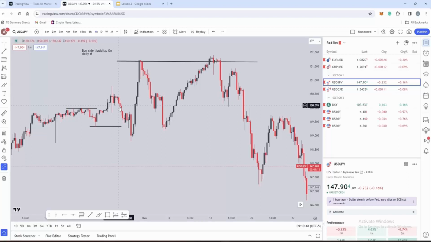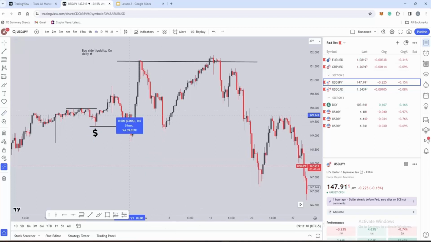So then price will come all the way down, take out this swing low, which has what under it? Liquidity. And this is on the 4-hour time frame. So this swing low here, made on the 4-hour, means there's lots of liquidity. There's good money under this. Good money. Dollars. We love the dollars. Alright?